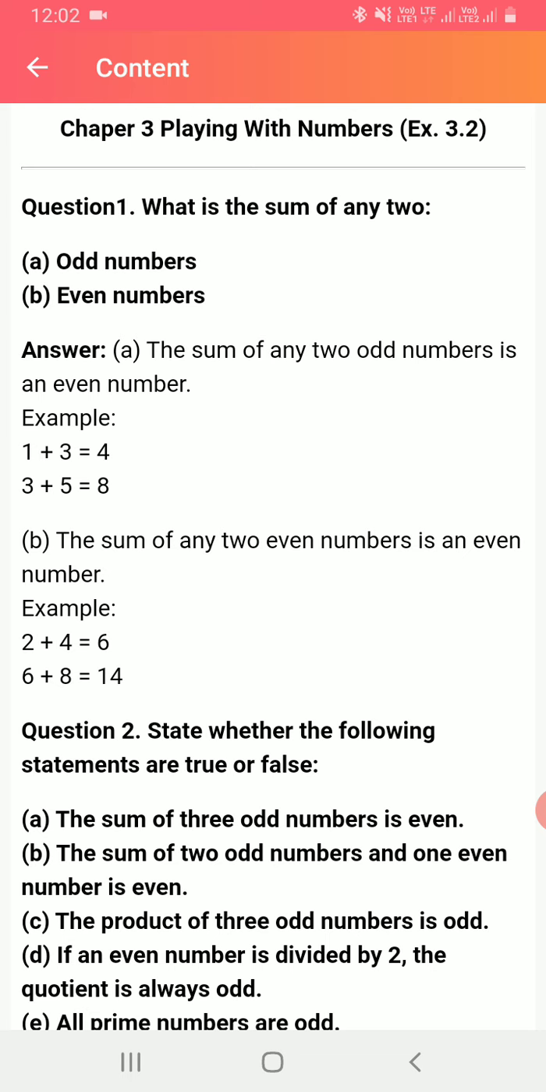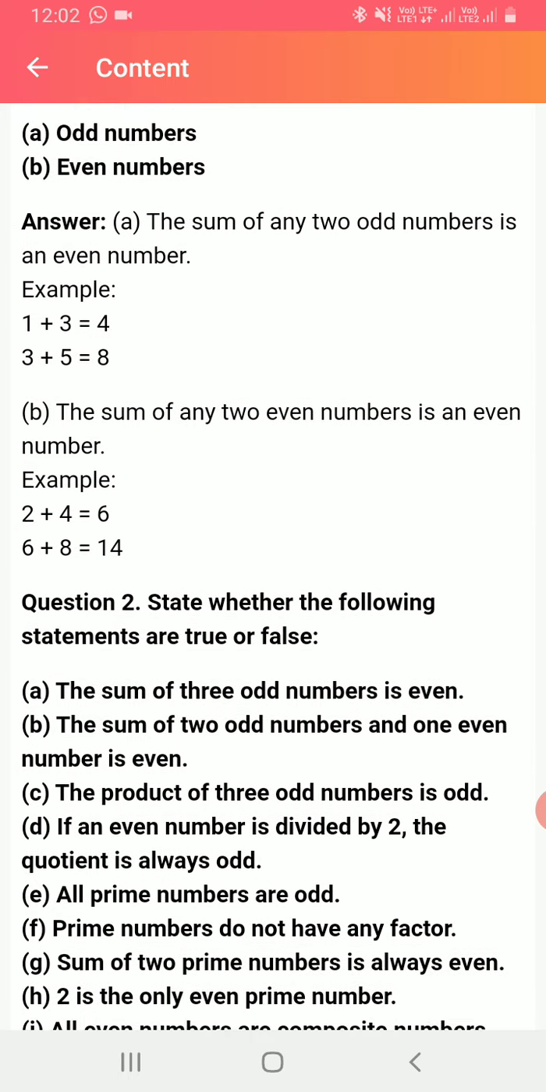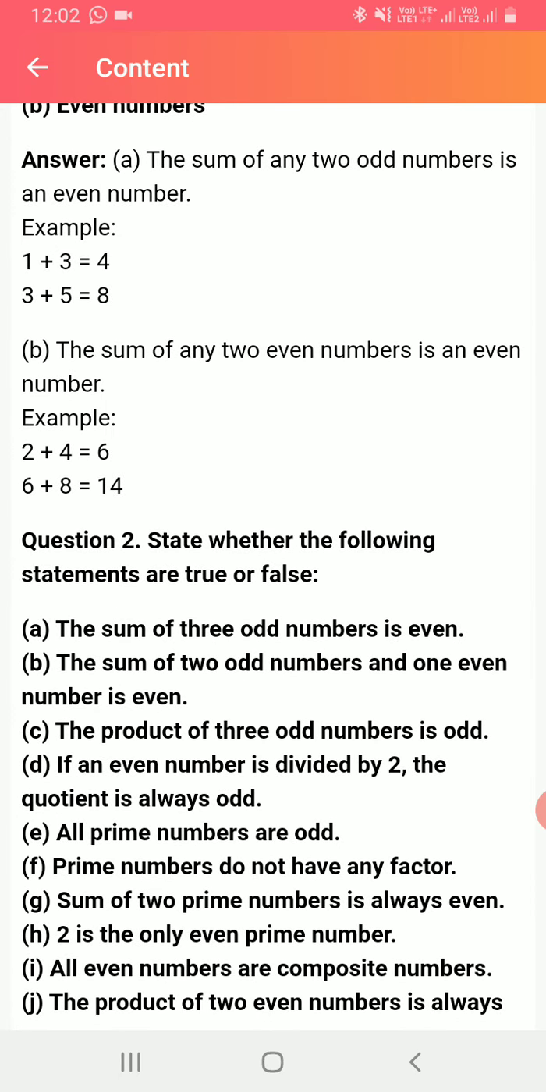So what are the even numbers? They are 2, 4, 6, 8, 10. The multiples of 2 table. So however you add two odd numbers, your answer will be an even number. The sum of two even numbers is an even number itself. So however you add two even numbers, what will be the answer? The answer also will be an even number.